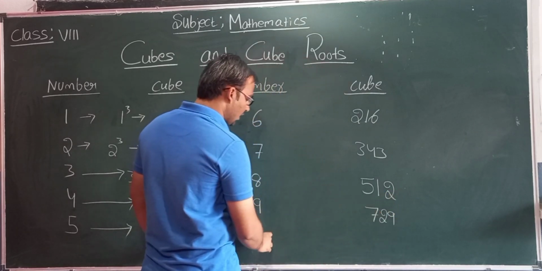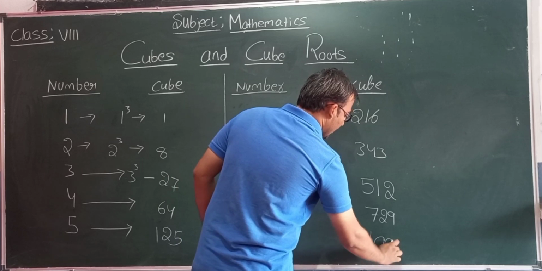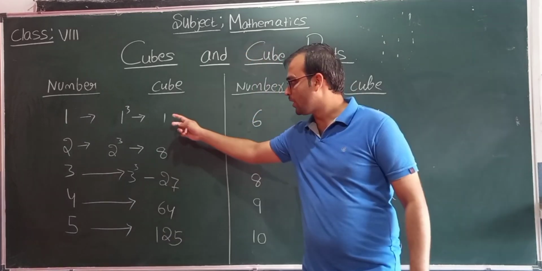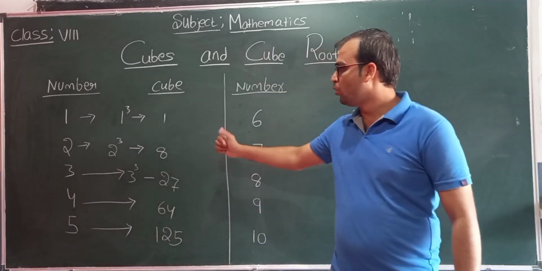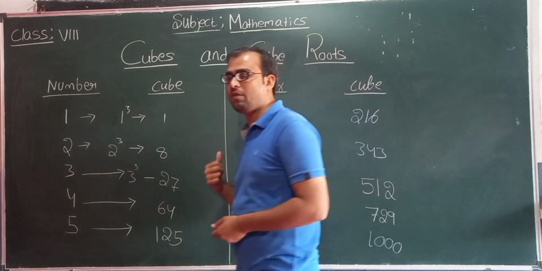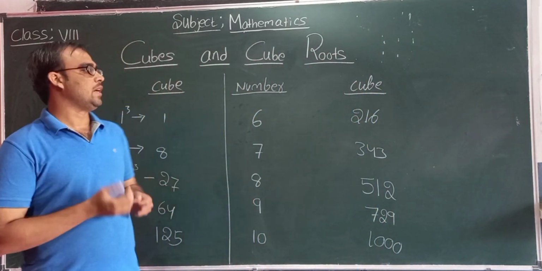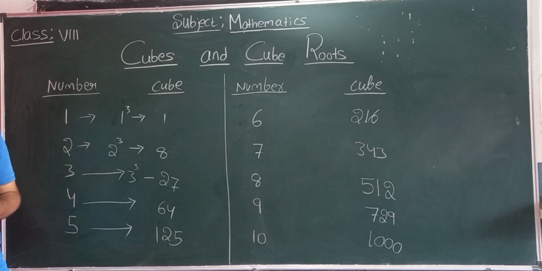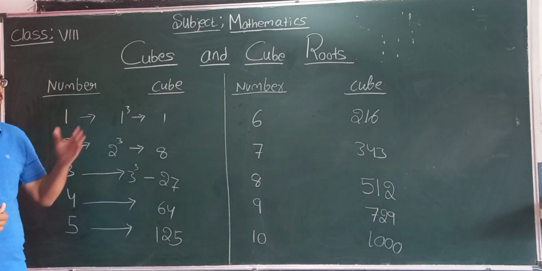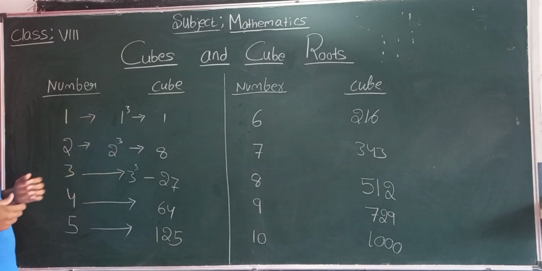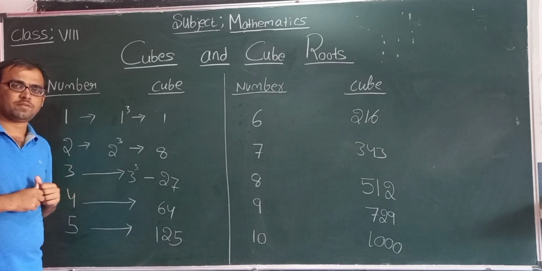729. And the value of 10 cube is what? 1000. So here the value of 1 cube is 1, 2 cube is 8. In such a way, here we have written the cubes of numbers from 1 to 10. Students, observe this table carefully.